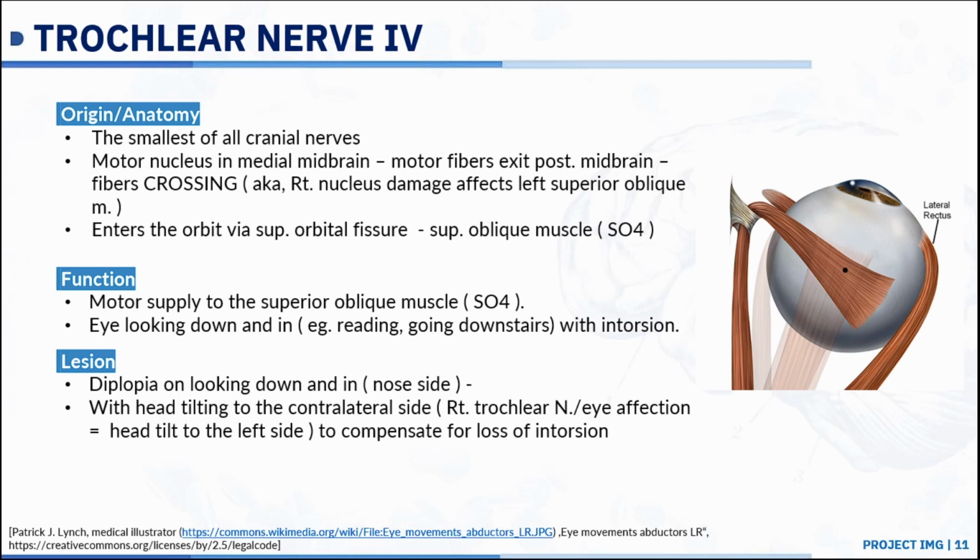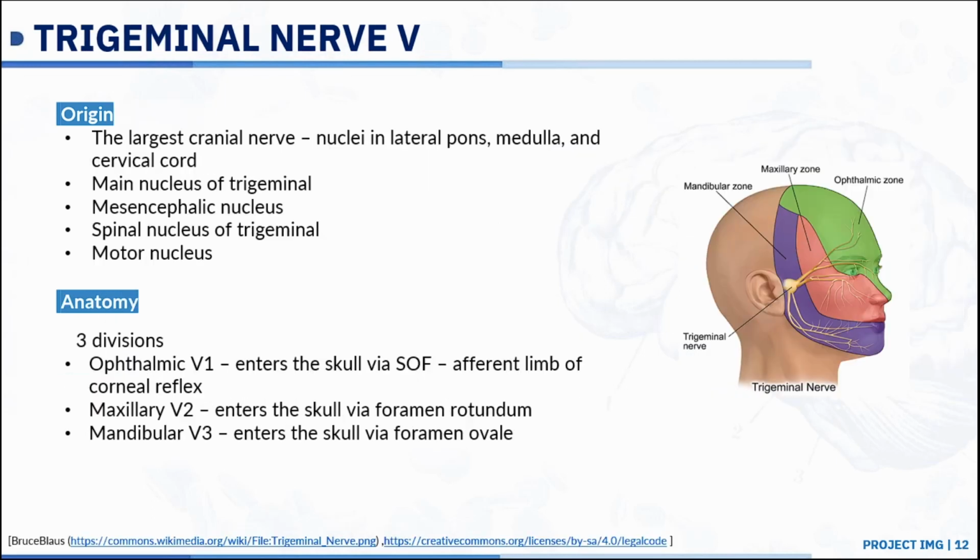Function: motor supply to the superior oblique muscle, SO4. Eye looks down and in, e.g. reading or going downstairs, with intorsion. Lesion: diplopia on looking down and in, with head tilting to the contralateral side. With a right trochlear nerve lesion, the head is tilted to the left side to compensate for loss of intorsion.